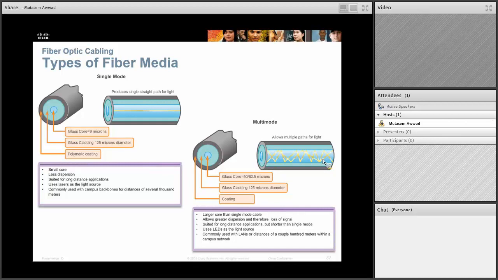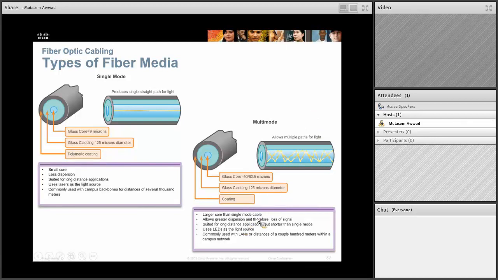When the light goes on, that's a 1. When it dies, that's a 0. So if you're talking about gigabit Ethernet, an LED can go on and off a billion times just for gigabit Ethernet. And the signal gets dispersed more with multi-mode.